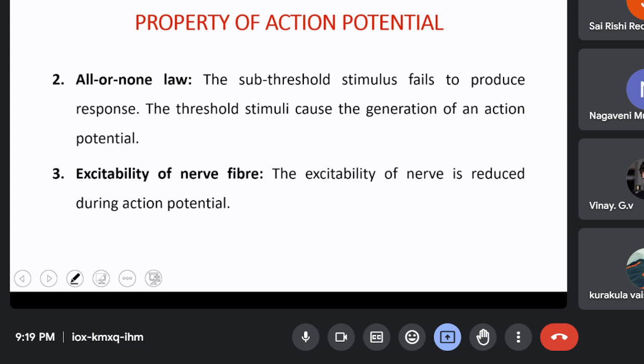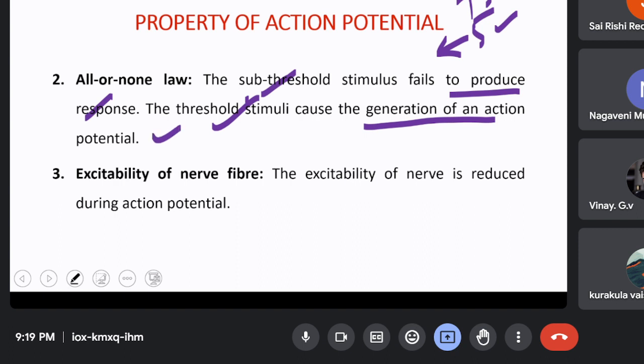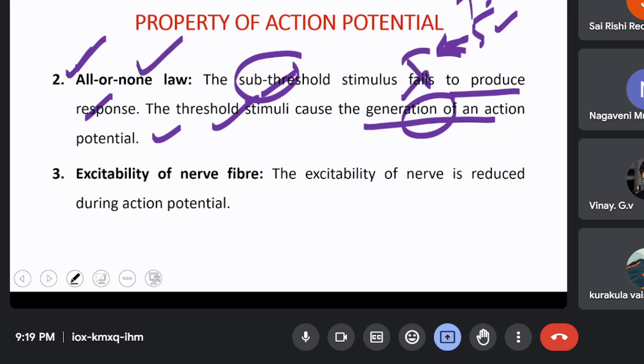And coming to the second property, all or none law. The subthreshold stimulus, that means less than 5 millivolts. As given in the example, 5 millivolts is the threshold stimulus, below which it is a subthreshold stimulus. The subthreshold stimulus fails to produce a response, whereas the threshold stimulus causes the generation of an action potential, which we call as all. That means threshold stimulus generates the action potential, it is all. Subthreshold stimulus, lesser than the threshold stimulus, will not generate at all, that is called none.